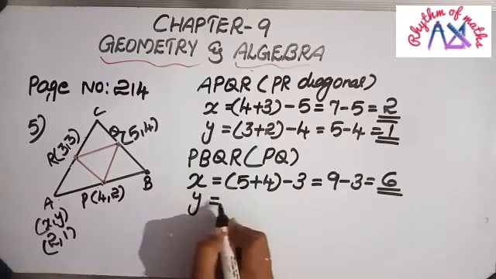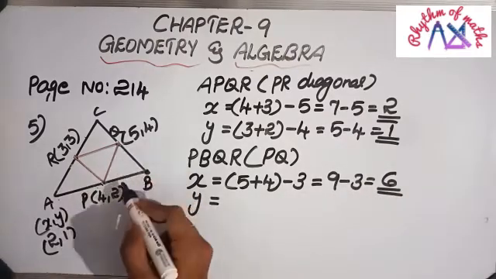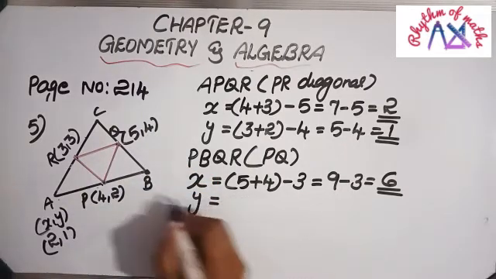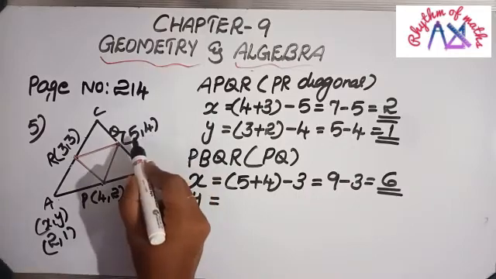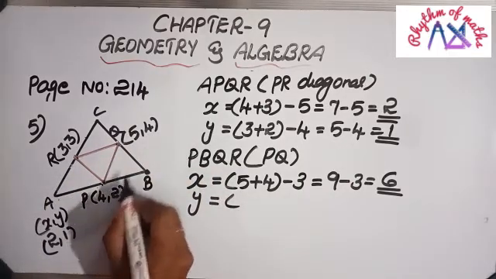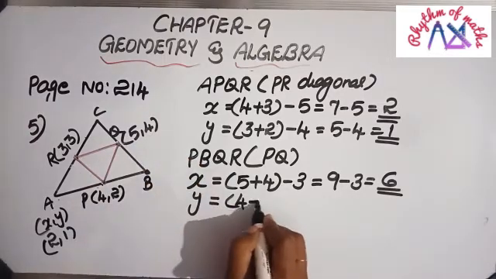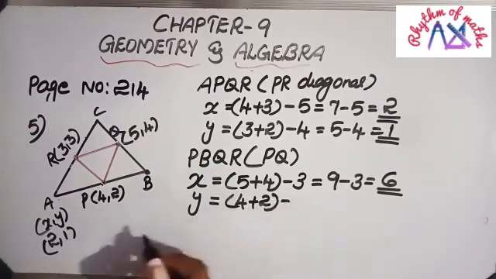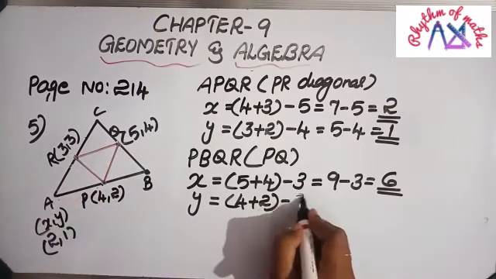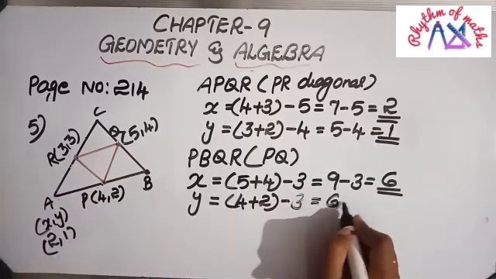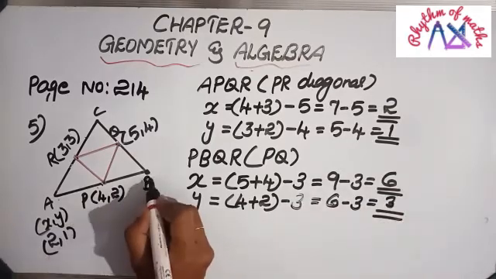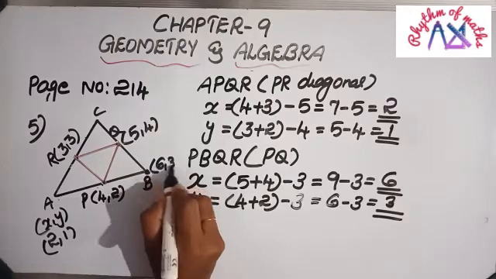Next is y. So sum of y in the diagonal. So 2 and 4 are the y coordinates. Don't get confused with x and y. First is x and second is y. So y coordinates are 2 and 4. So 4 plus 2 minus y in the corner. Corner y again 3. So 4 plus 2, 6. 6 minus 3, again answer is 3. So the B coordinate will be 6, 3.